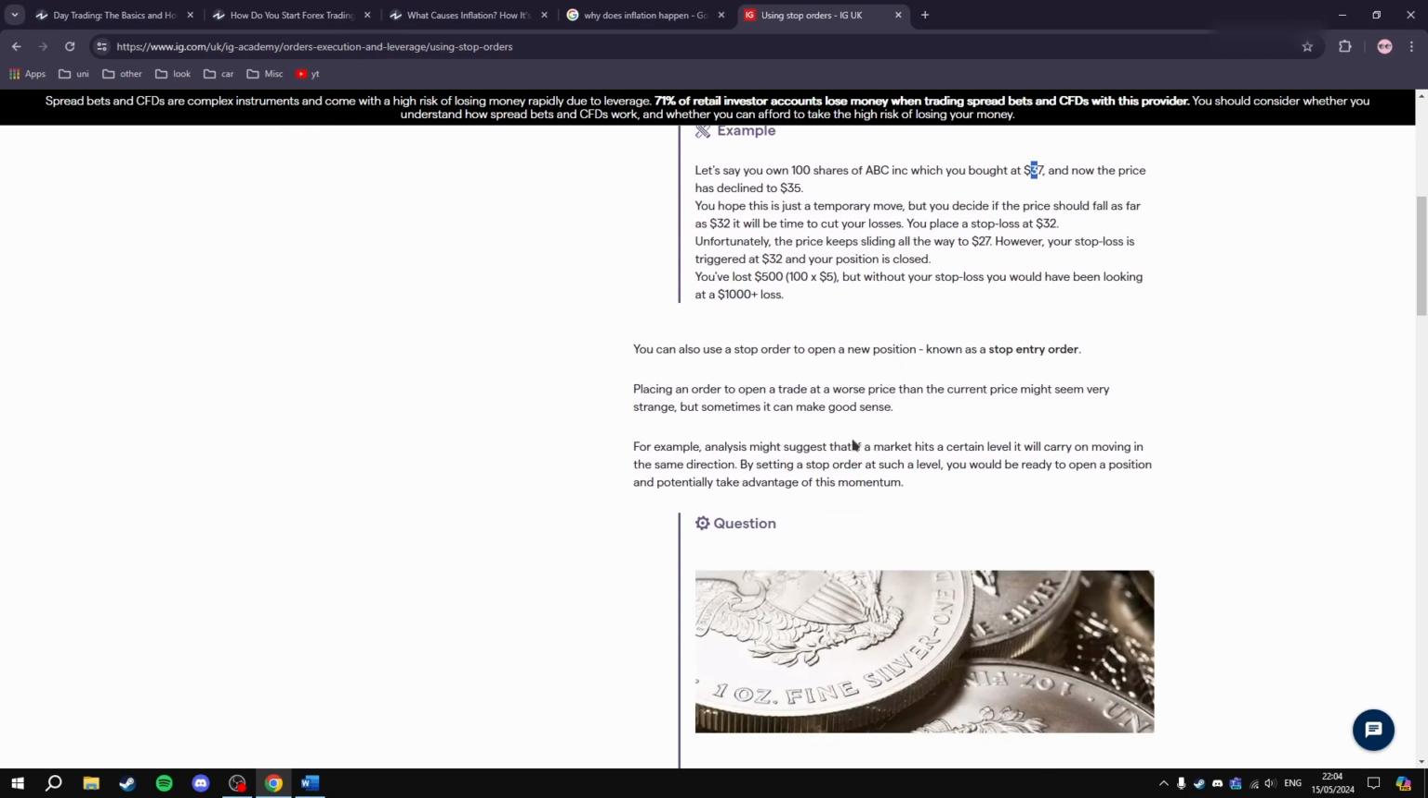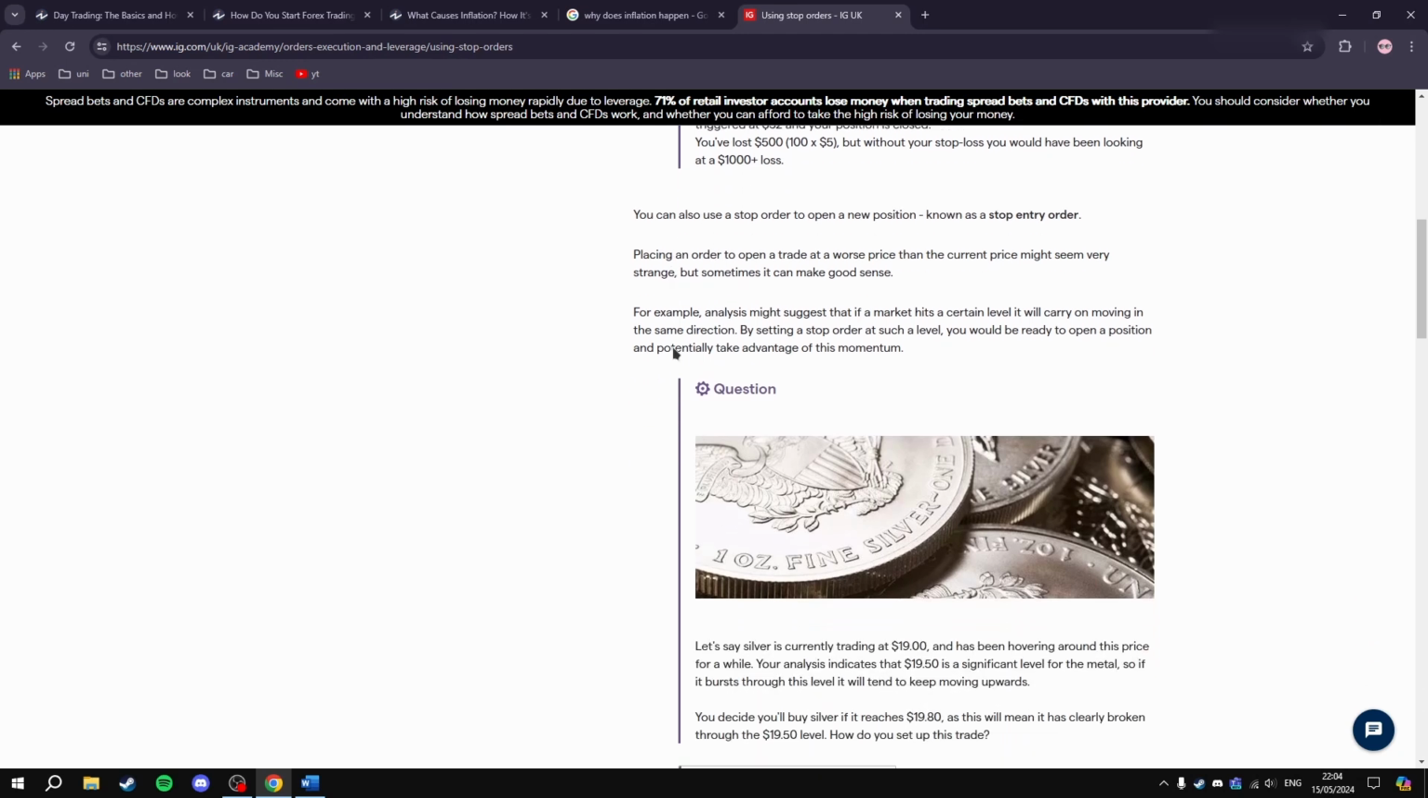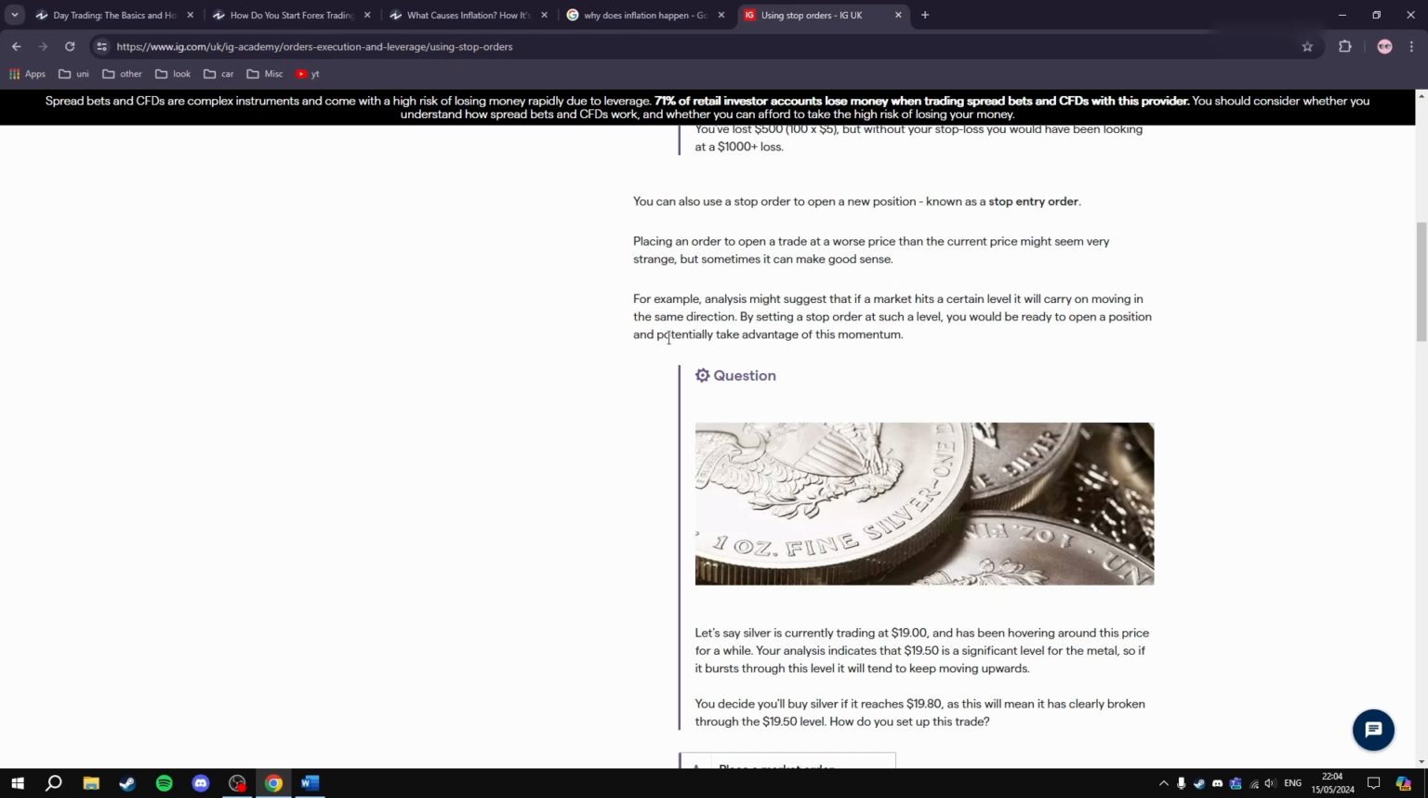You can also use a stop order to open a new position, known as a stop entry order. Placing an order to open a trade at a worse price than the current price may seem very strange, but sometimes it can make good sense. For example, analysis might suggest that if the market hits a certain level, it will carry on moving in the same direction. By setting a stop order at such a level, you would be ready to open a position and potentially take advantage of its momentum.